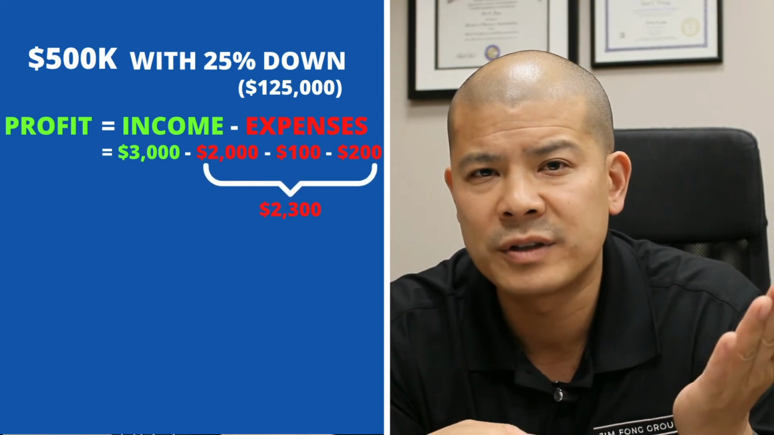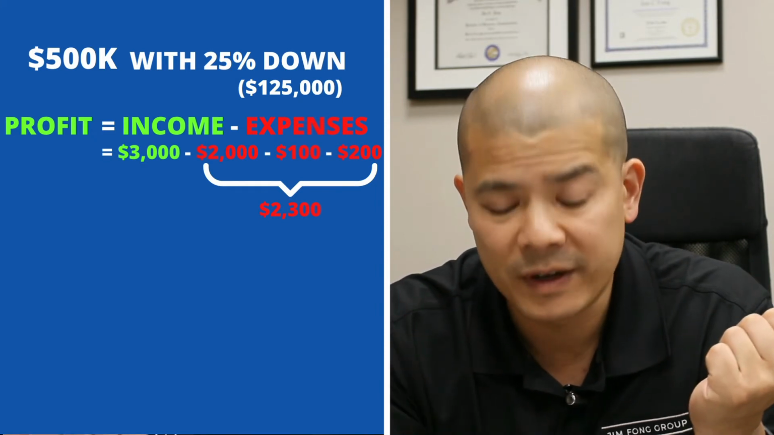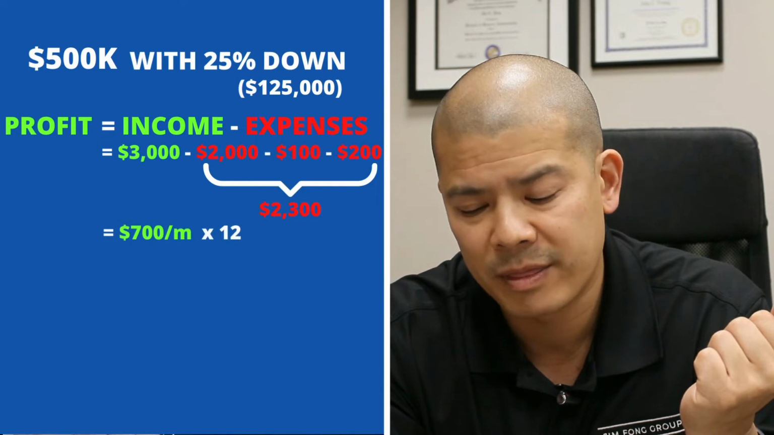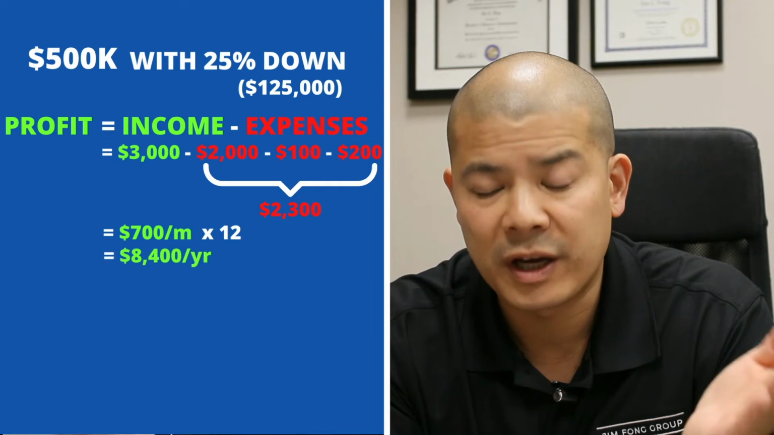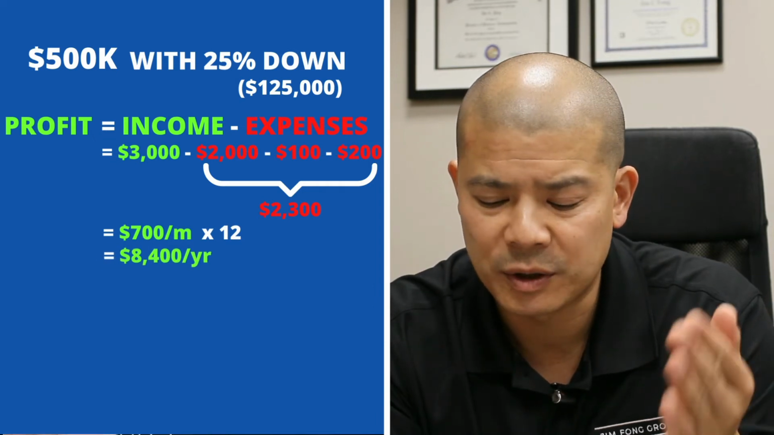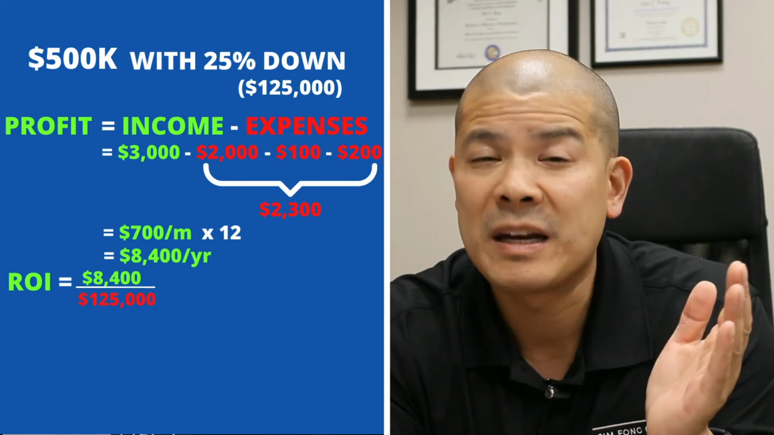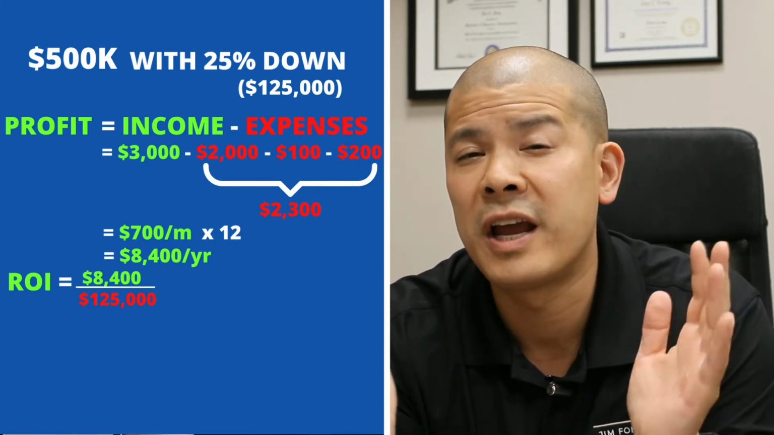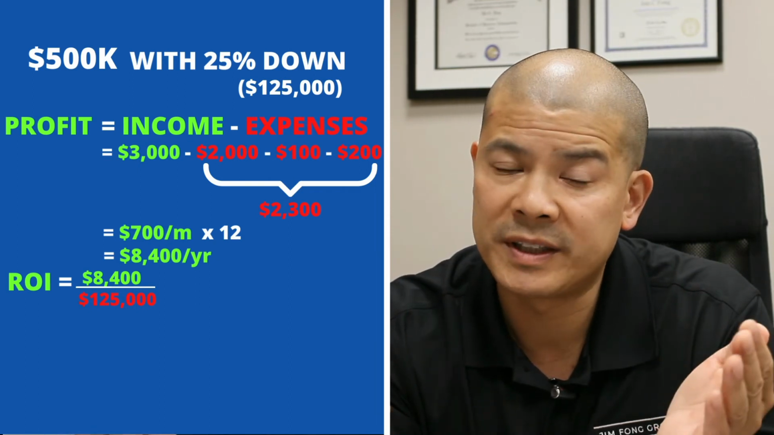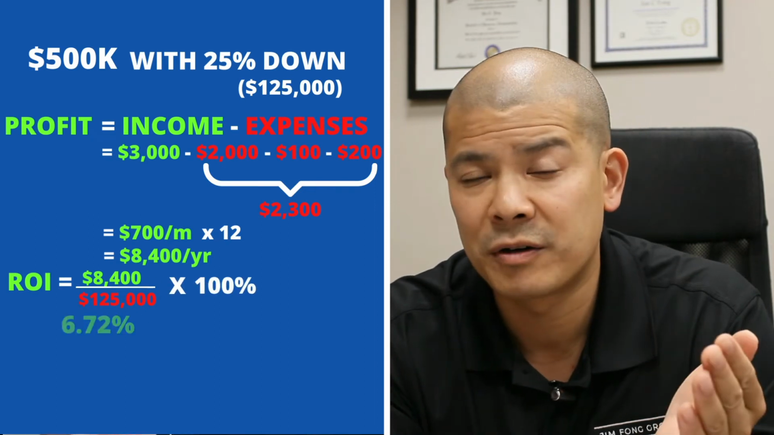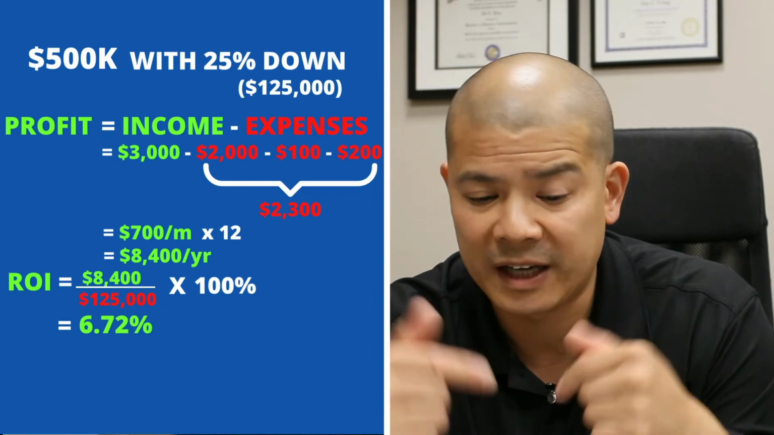Your income's $3,000 minus the expenses, so your profit would be $700 a month. You annualize that, or you times it by 12, and you'll get $8,400. So you take that $8,400 and divide it by your initial investment of $125,000. That gives you 0.0672. Times it by 100%, we have a 6.72% ROI in this example.